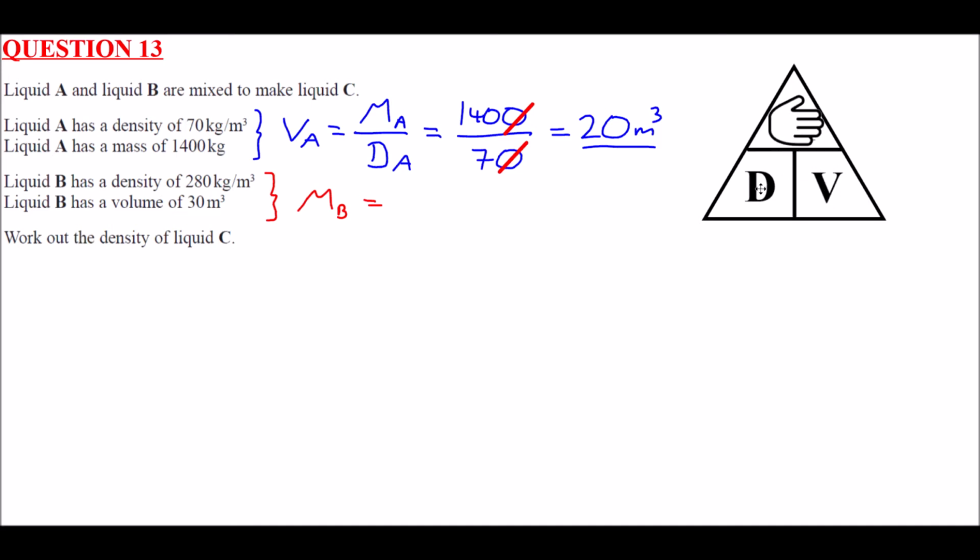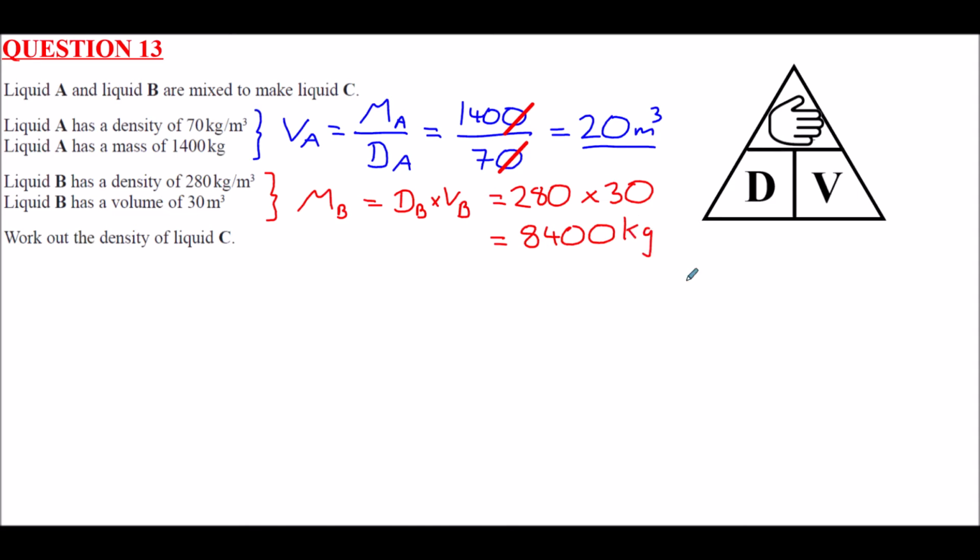Cover up mass, D and V are left, and these are right next to each other. Two things next to each other in maths means you times them together. So the mass of B will be the density of B multiplied by the volume of B. The density of liquid B is 280, whereas the volume of it is 30. So what we can do here is 280 times 3. 28 times 3 is 84. Add on these two zeros, we get 8,400 kilograms.